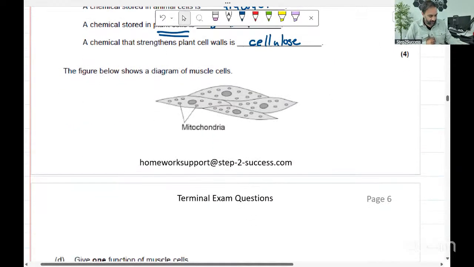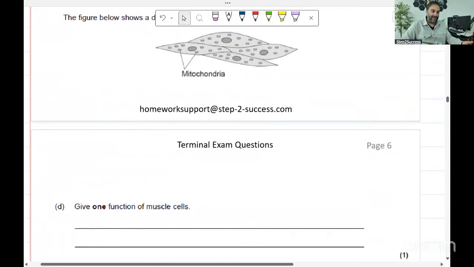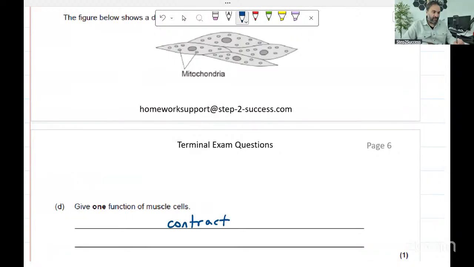And that's that. That is an animal cell. Give a function of muscle cells. The function of any muscle is to contract, to help you move. And I think contract would be just enough of an answer to that one.